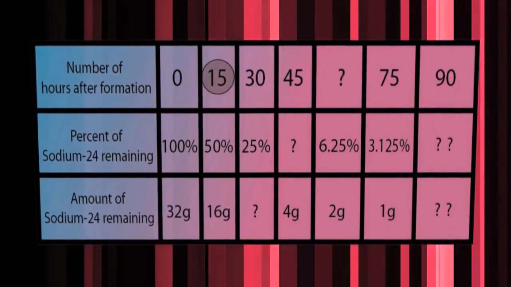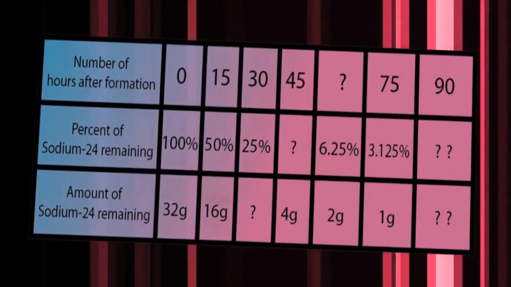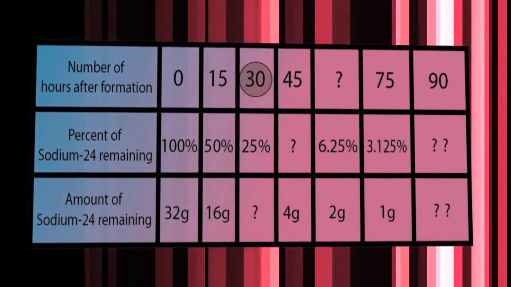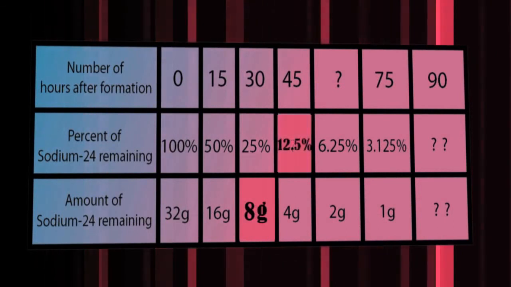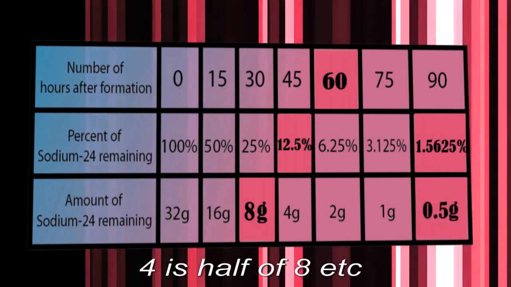After 15 hours, half of the sodium-24 would have decayed into magnesium-24, leaving 16 grams of the original isotope. After 30 hours, there would only be 8 grams of sodium-24 left, and so on, until there's not enough sodium-24 left in the sample to detect its radioactivity.